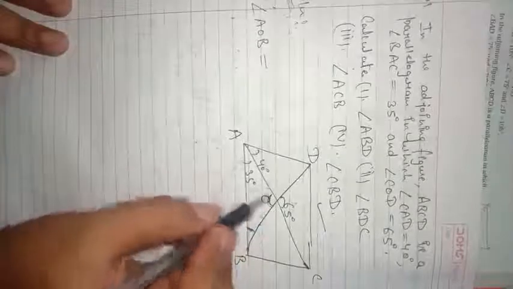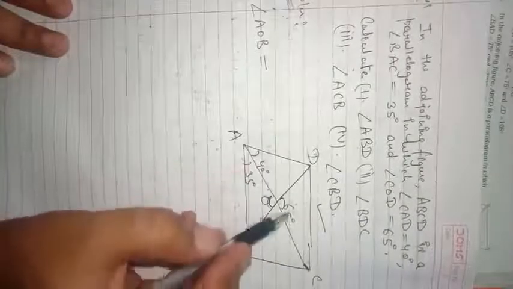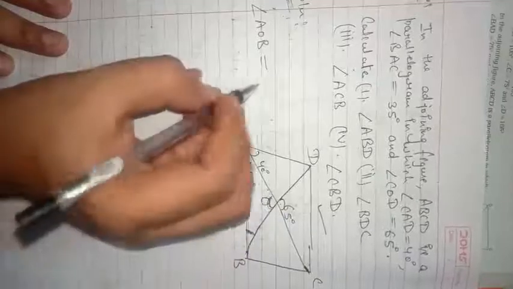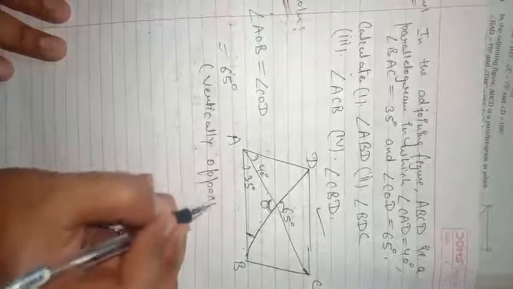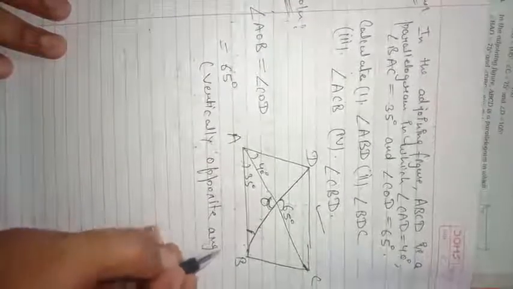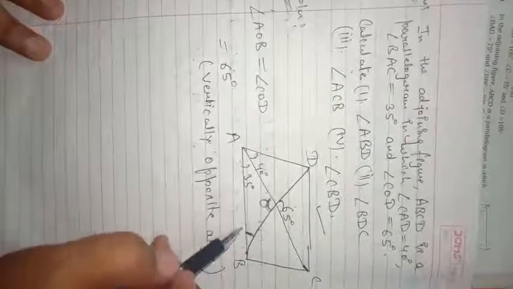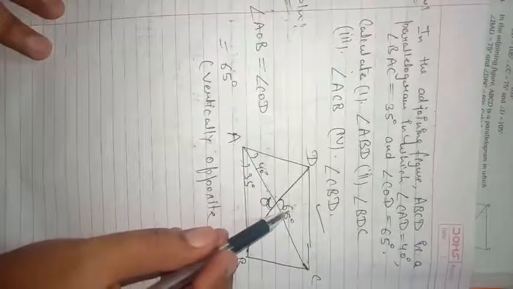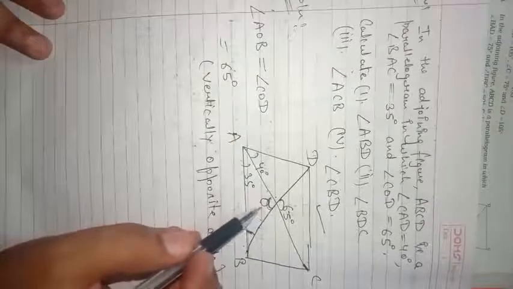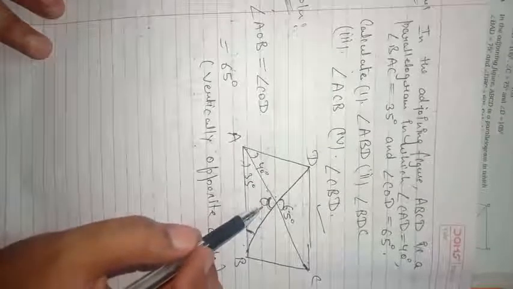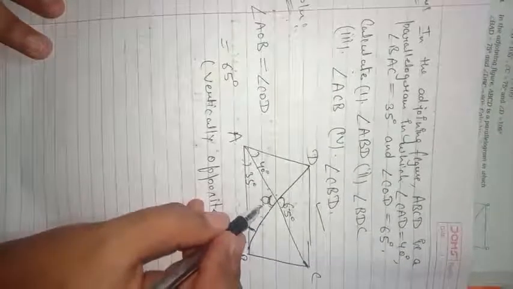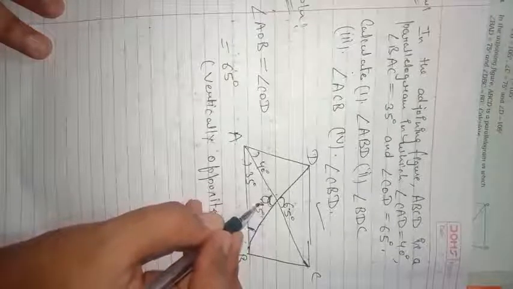As you can see, AOB and COD both are vertically opposite angles. Angle AOB is equal to angle COD is equal to 65 degree. In bracket we will mention vertically opposite angles. Why vertically opposite angles? You already have studied this property in your class 7th. If two lines are intersecting, then one angle on one side and another angle on the other side are always equal and known as vertically opposite angles. So the missing angle, angle AOB, we have calculated, and that is 65.